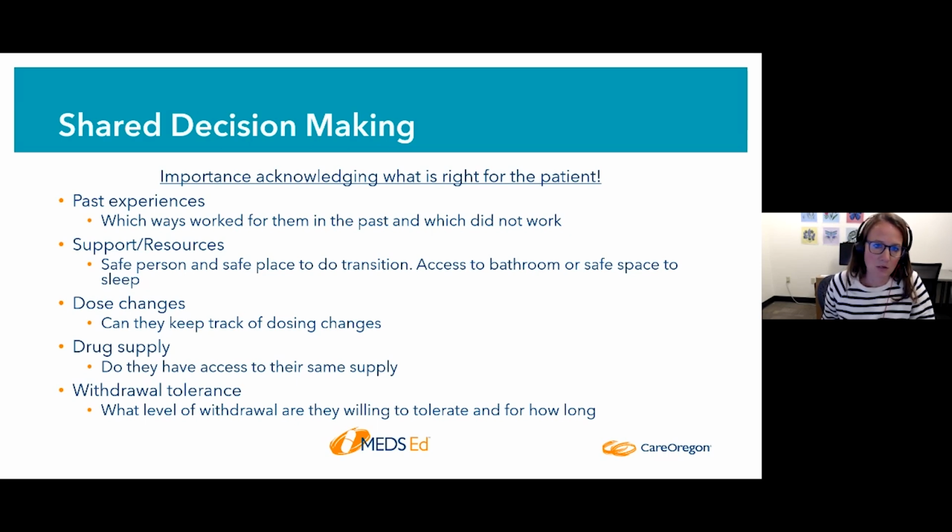Do they have a safe person to do the transition with? Do they have a safe place to sleep afterwards? Do they have access to a bathroom if you're doing the high dose induction? Those are all important things to think about. Dose changes as well. With a low dose initiation, the doses change really frequently, and there are multiple times a day that you have to use different dosing. So is a patient able to keep track of complex dosing changes? Drug supply: do they have access to their same supply so they can use that in the background of the full opioid agonist? And then withdrawal tolerance is another important thing to explore.